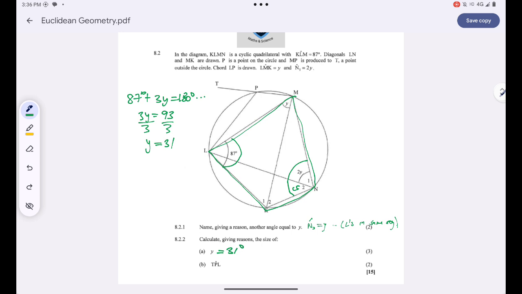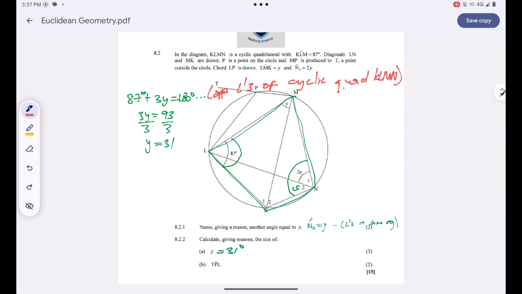The reason behind that, you'll simply say opposite angles of cyclic quad KLMN. Please do specify, guys, which cyclic quad you are talking about, because earlier on we showed that you are dealing with three cyclic quads. Do specify that we are dealing with cyclic quad KLMN.